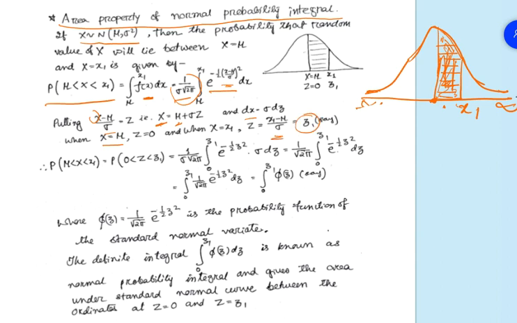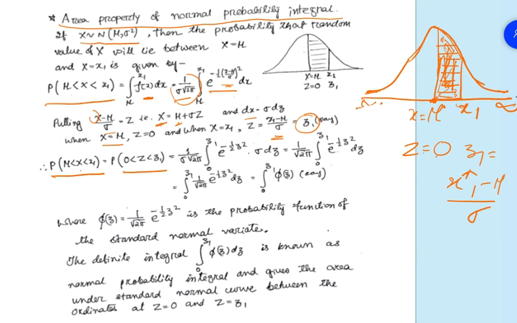Suppose this value is z1. The point x equal to mu becomes z equal to 0, and the new value z1 equals x1 minus mu by sigma. So z1 is the new x1, and 0 is the new mu in terms of z. If you write in terms of x, it is the probability that x lies between mu and x1. In terms of z, this becomes z lies between 0 and z1, with the substitution z equals x minus mu by sigma.